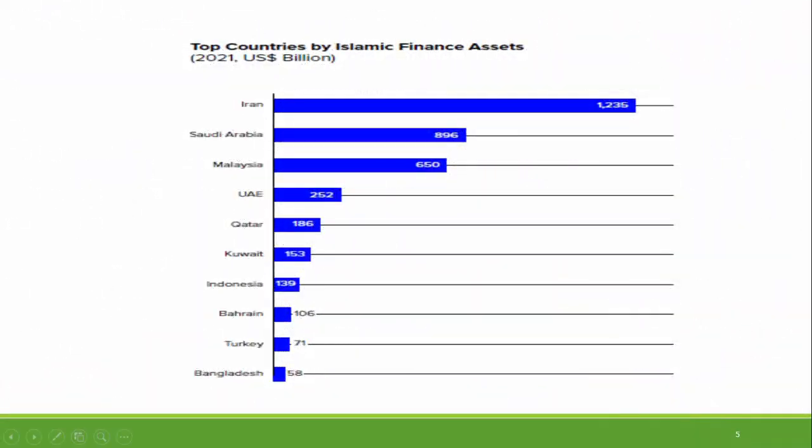If we look at the top countries by Islamic finance assets, we have Iran as the largest as far as Islamic banking is concerned, followed by Saudi Arabia, Malaysia, UAE, Qatar, Kuwait, Indonesia, Bahrain, Turkey, and Bangladesh.